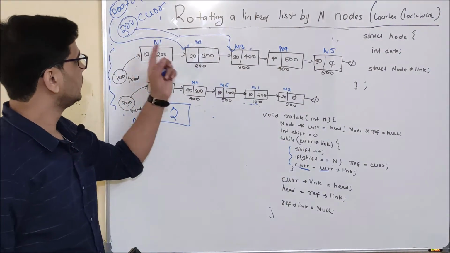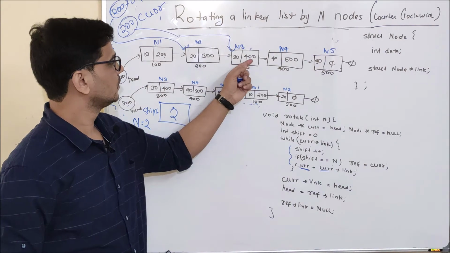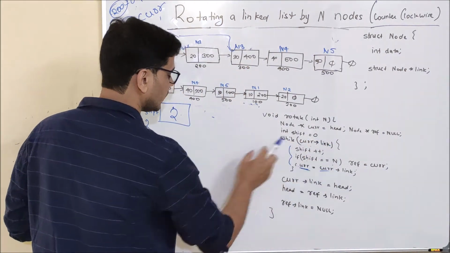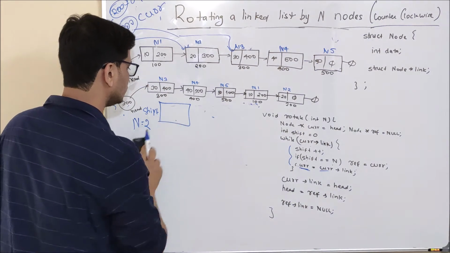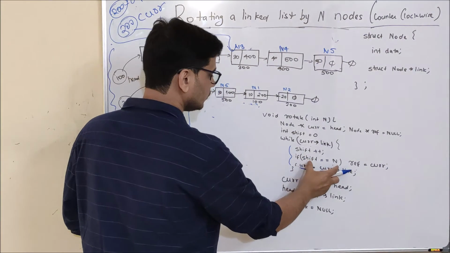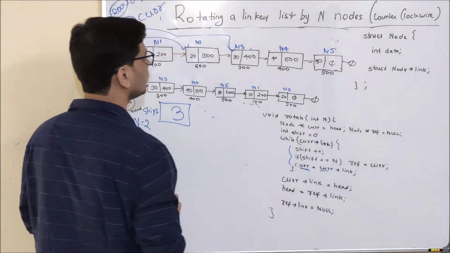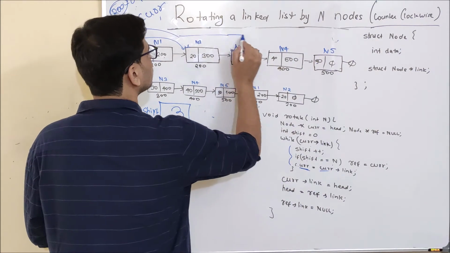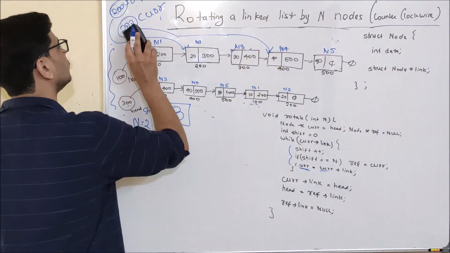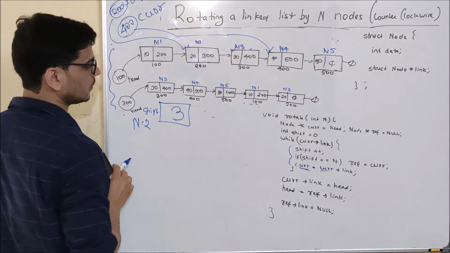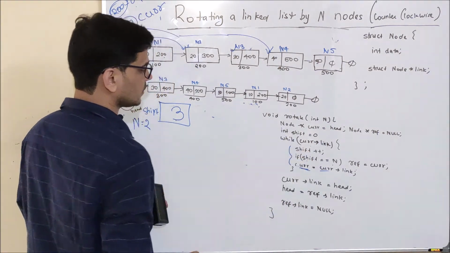Current dot link. Current is 300, so current dot link is 400. So this is not null. So again I am going to increment shift. So shift will be 3. This if condition will be checked, it will be false and again current will be shifted. So current will start to point to node 4. It will be 400. Again it will be checked.